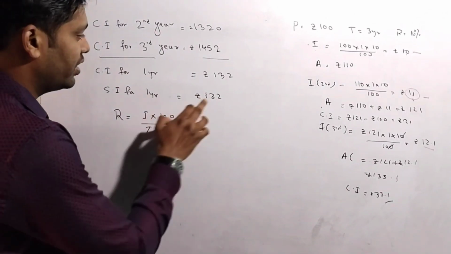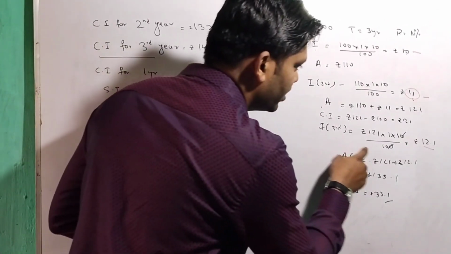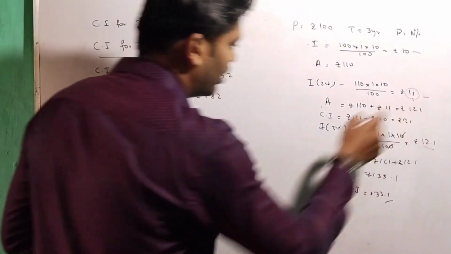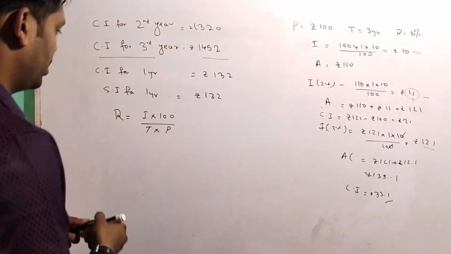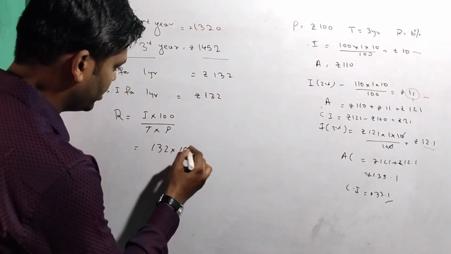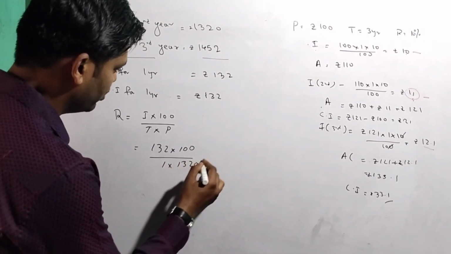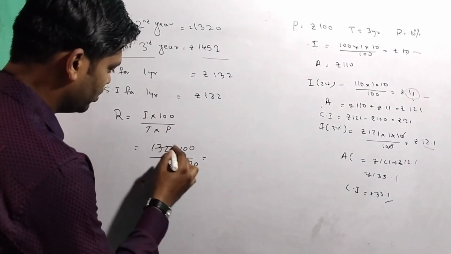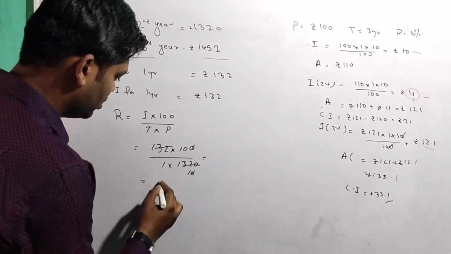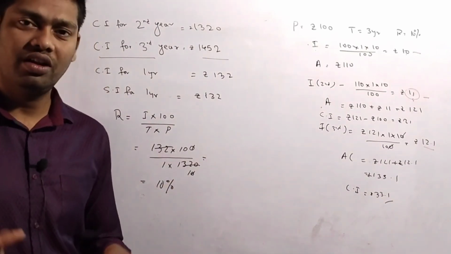So this is the interest which I am obtaining on the amount, last amount, right now. So interest is 132 into 100 by time, which is 1 year, it will be 1320. So your answer will be 10%. 10% is your rate of interest.